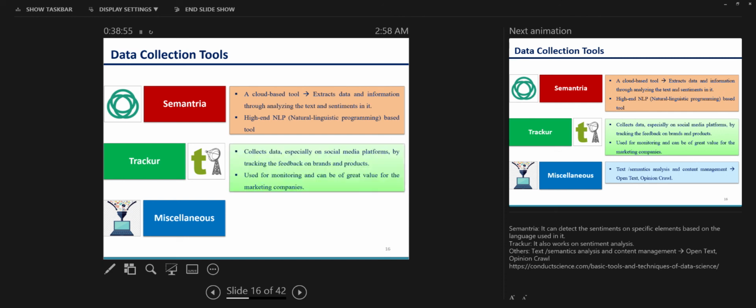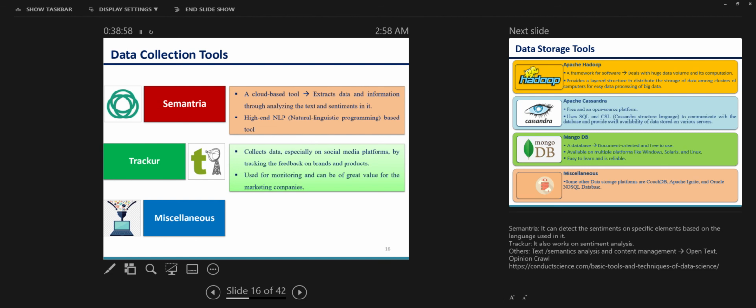And Tracker is used to collect data especially on social media platforms by tracking feedback on brands and products for monitoring, and it can be of great value for marketing companies. Besides these two, there are some more tools like text semantic analysis and content management, for example OpenText and Open Crawl tools. These are some basic collection tools that are very useful, and people currently use them for their research and collection purposes.